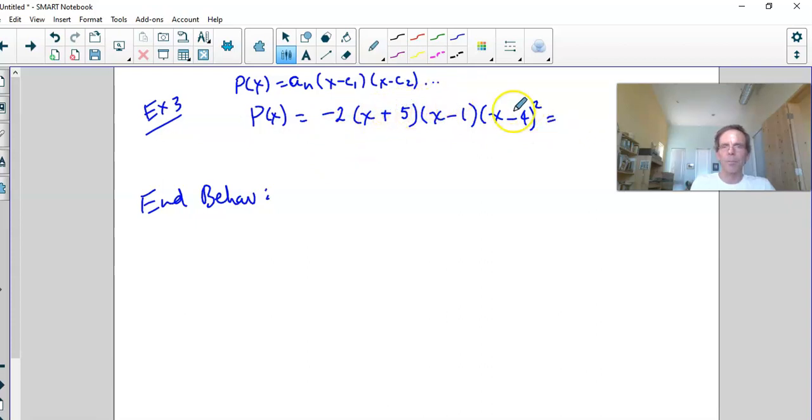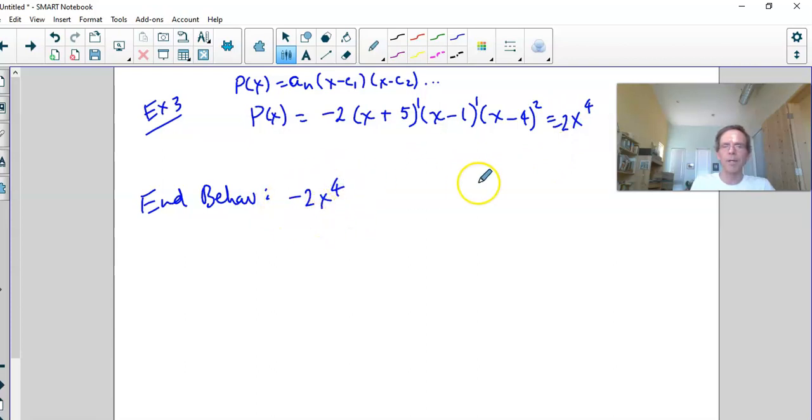And what is the x power that we're going to have? Again, it's adding up the powers. So this first binomial has power 1, this has power 1. So it's like x times x squared, because the last one has a power 2. So that's x to the 4th. And sitting in front of that is the negative 2. So the end behavior is negative 2x to the 4th.